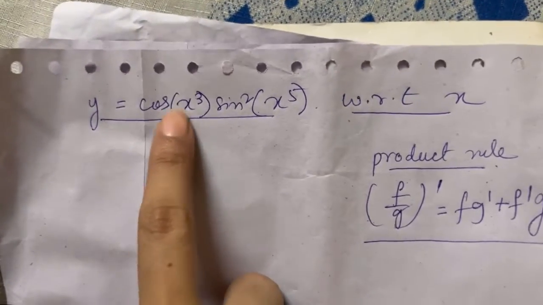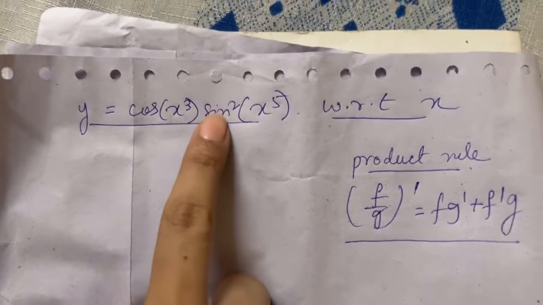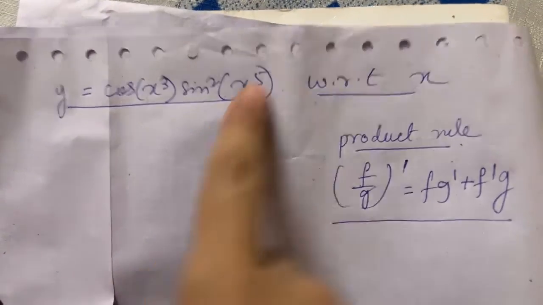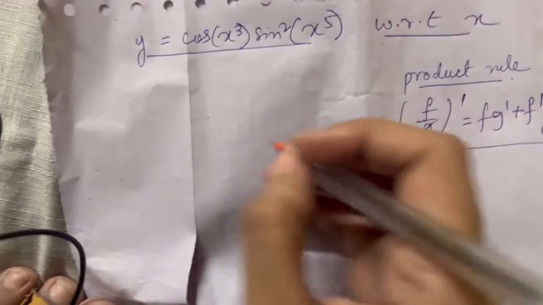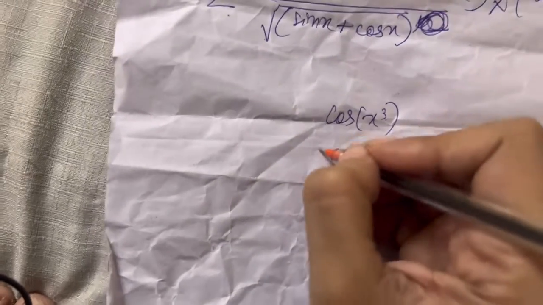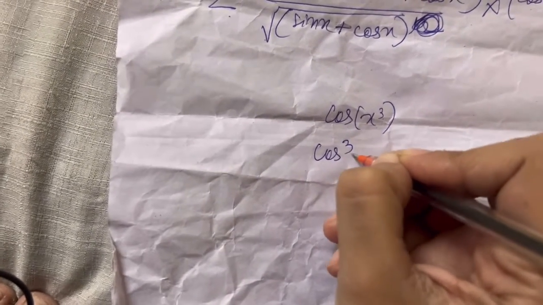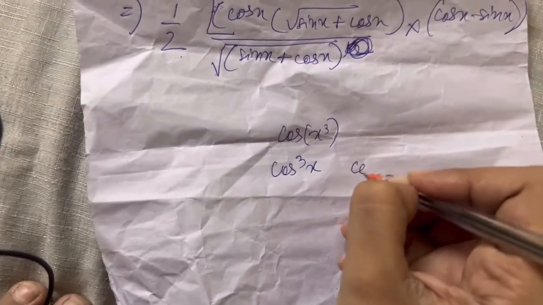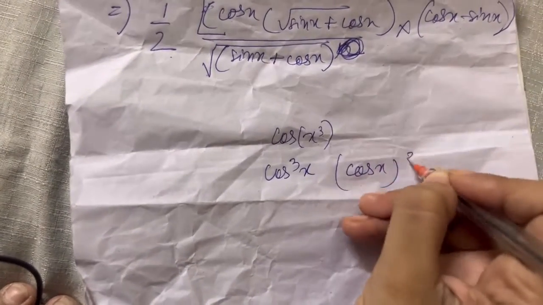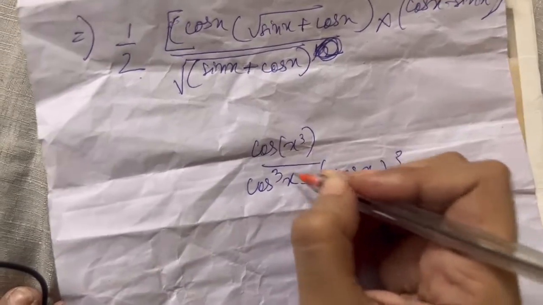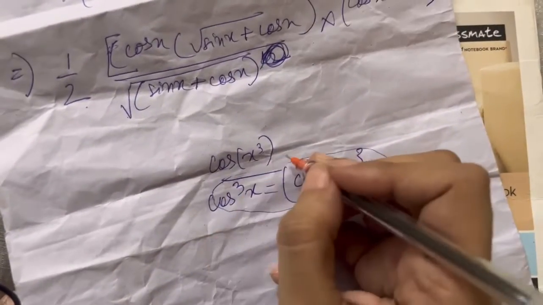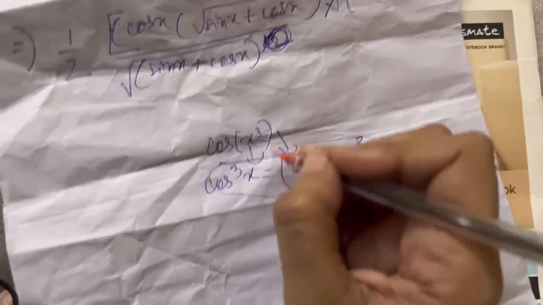Differentiate cos x cube sine square x 5. Now you need to understand the difference between cos x cube and cos cube x, and also cos x whole cube. This is equal to this, but this isn't equal to these two.